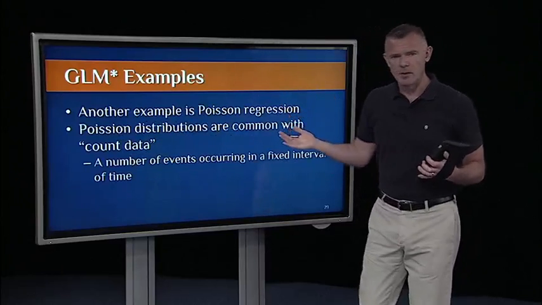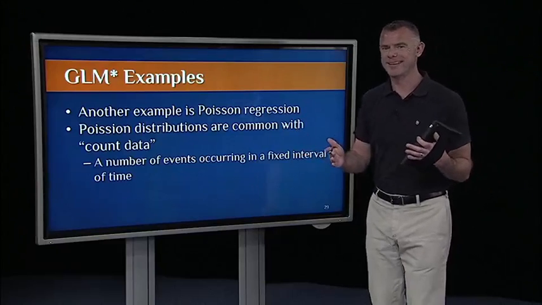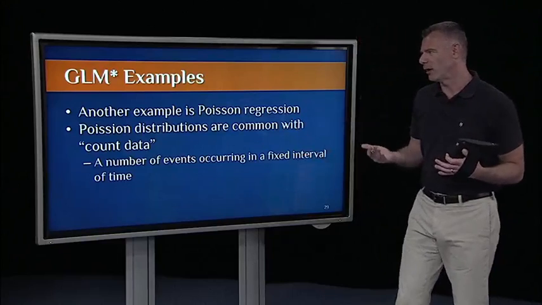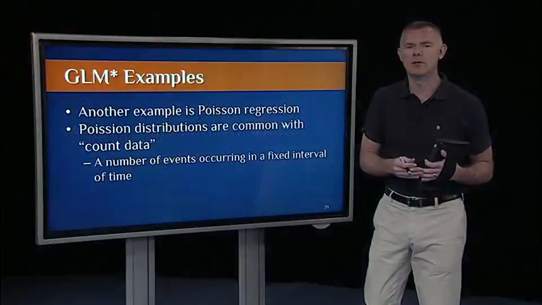Just one other example I'll mention here. Again, there are several. You could do a whole course on this. So I'll just mention one other example because it's sort of popular, a Poisson regression. A Poisson regression is necessary when you have a Poisson distribution in your outcome variable.